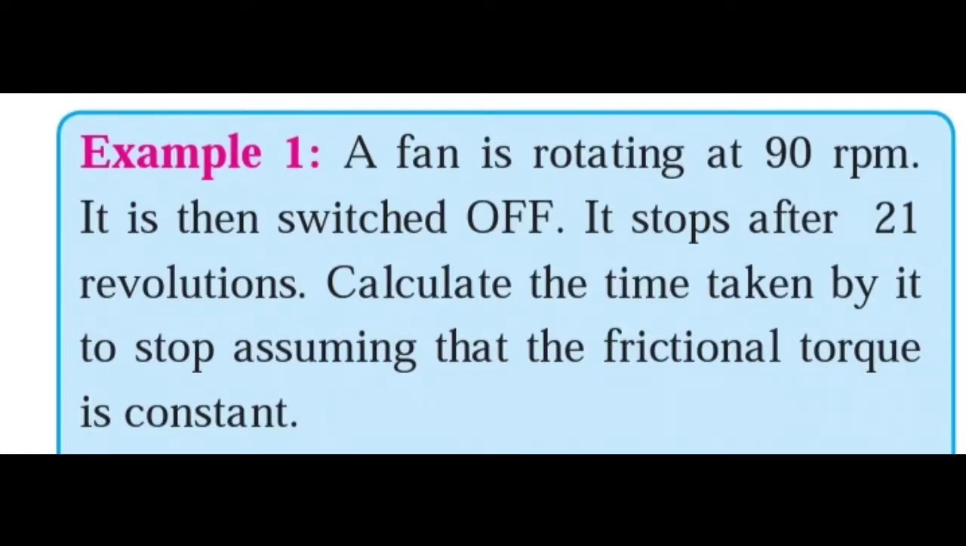A fan is rotating at 90 rpm. It is then switched off. It stops after 21 revolutions. Calculate the time taken by it to stop, assuming that the frictional torque is constant.